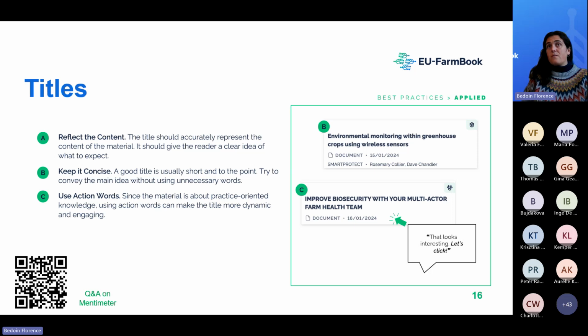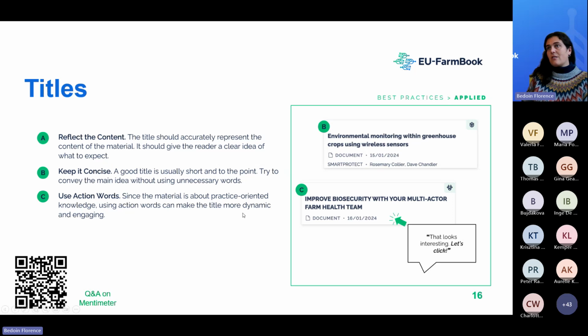So good examples here are, for example, this one: environmental monitoring within greenhouse crops using wireless sensor. It's concise, short, to the point, and it's giving the main ideas of the document and reflecting the content. Normally, reading that reflects quite well what it is about, and gives a clear idea to the reader about what to expect in this document.